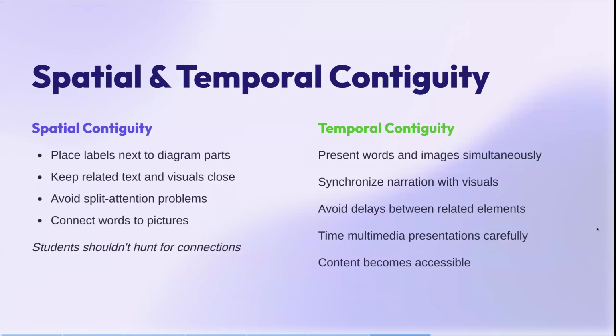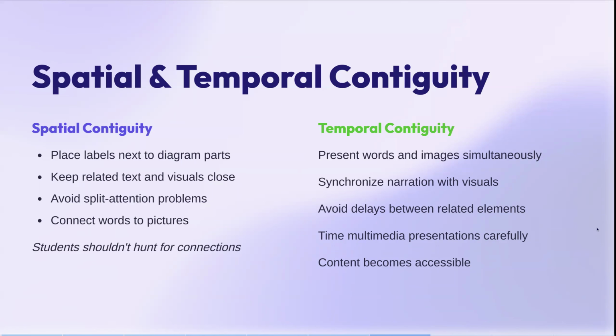And then 2 more important ones are spatial and temporal contiguity. Spatial contiguity means placing related text and visuals close together. If you label a diagram, put the label next to the part it describes, not as a separate list. Temporal contiguity means presenting related words and images at the same time, not far apart or out of sync.